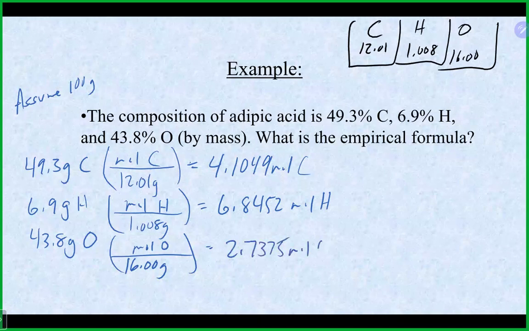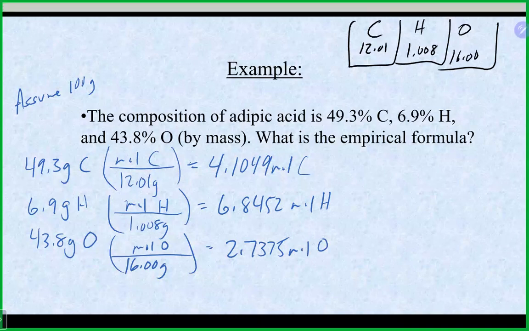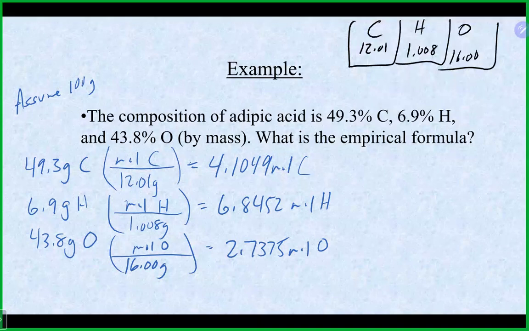Once again here, once we convert it to moles, we are looking for the smallest number of moles to divide everybody by. And it looks like in this case it is oxygen. So we're going to divide everybody by the moles of oxygen.